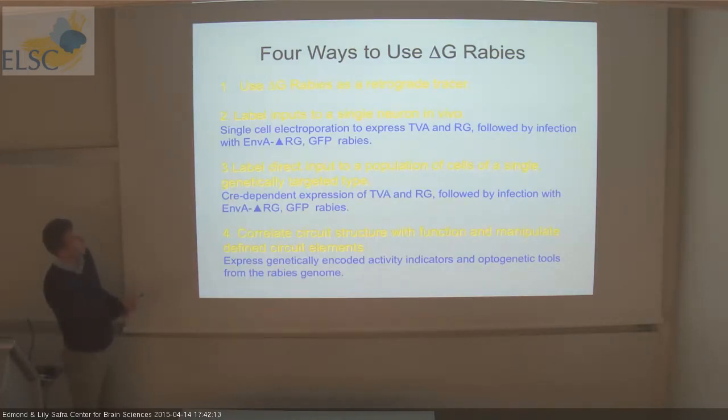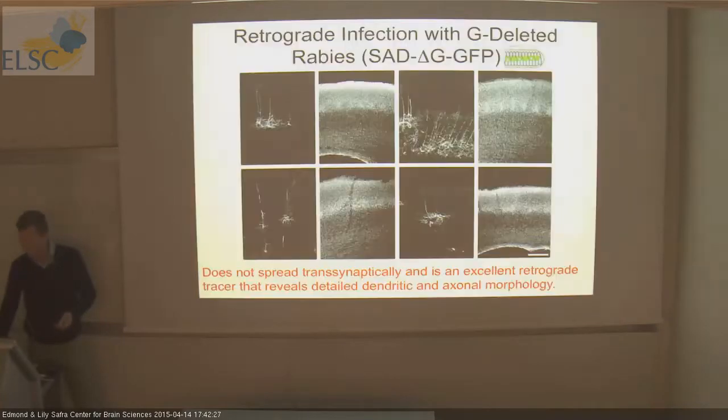So then we can use these viruses to do all these different things. Use it as a retrograde tracer, label inputs to single neurons, label input to neurons of a genetically targeted type, or because the virus doesn't kill cells immediately, you can correlate connectivity with function using this.